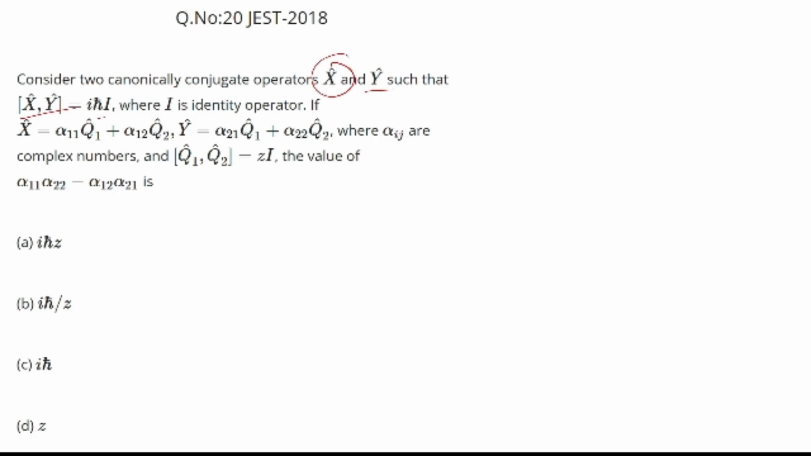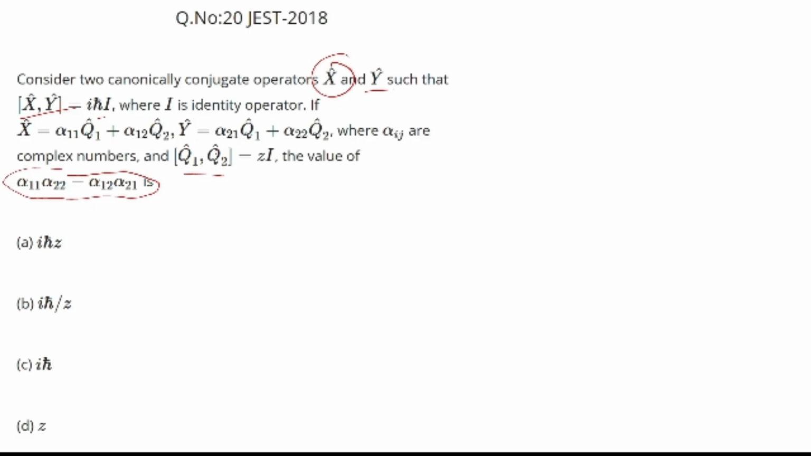Next, canonically conjugate operators x and y. The commutator of x and y is given, and the expressions of x and y are also given in terms of q1 and q2, and the commutator of q1 q2 is also given. So we have to find the value of alpha 11 alpha 22 minus alpha 12 alpha 21. So we can solve it easily, because it is very easy, but it looks very difficult.